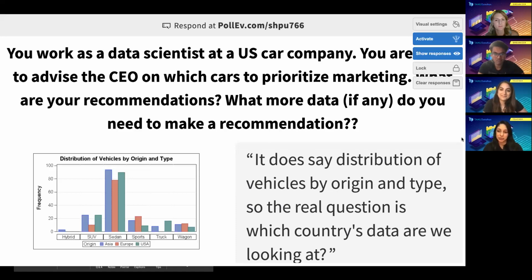Yeah. Distribution by origin and type. Yeah, so it's not clear, are we looking at, if it's from the US, does that mean it's actually in the US? That's a great question.